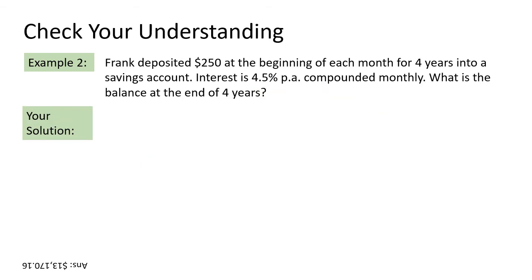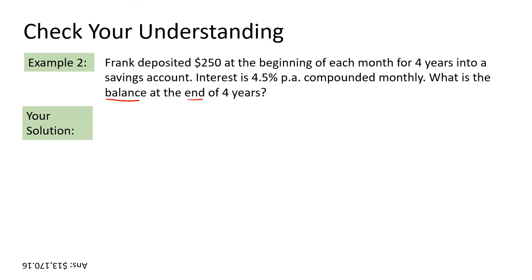So let's look at one more example with future value. Frank deposited $250 at the beginning of each month for 4 years into a savings account. Interest is 4.5% per annum compounded monthly. What is the balance at the end of 4 years? Again, they're asking for the balance at the end of 4 years. That means it's a future value.